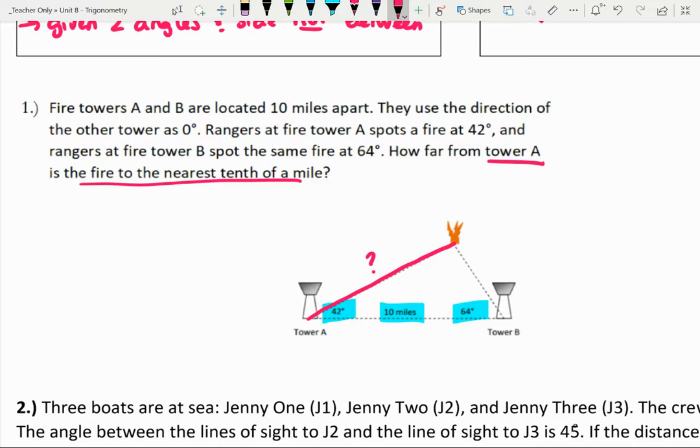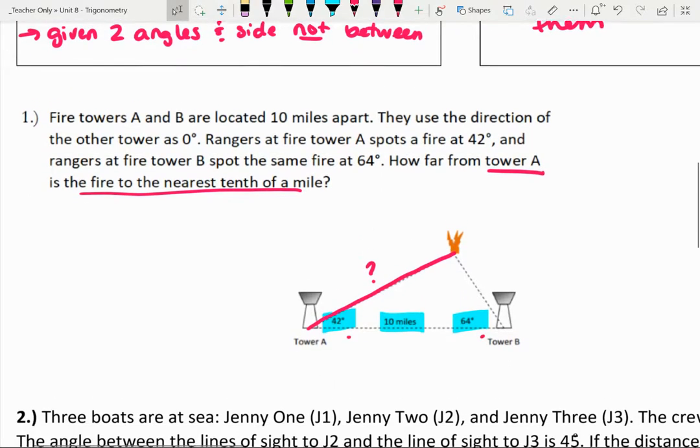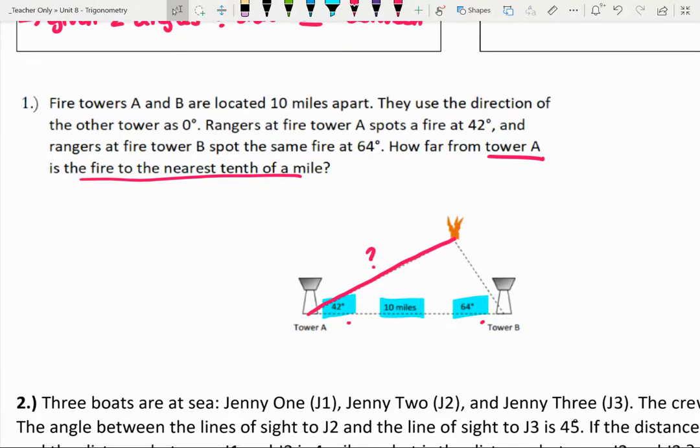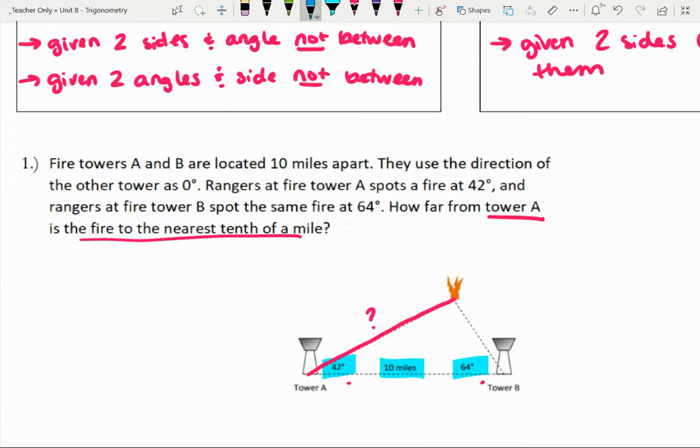So what are we given here? We are given two angles and a side between them. So it almost looks like an opportunity to use the law of cosines, except that the law of cosines says we have to have at least two side lengths, and we don't. But it doesn't quite fit our law of sines because it says we're given two angles and a side that is not between them. So how do we do this?